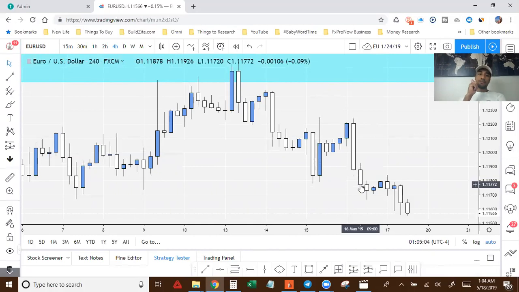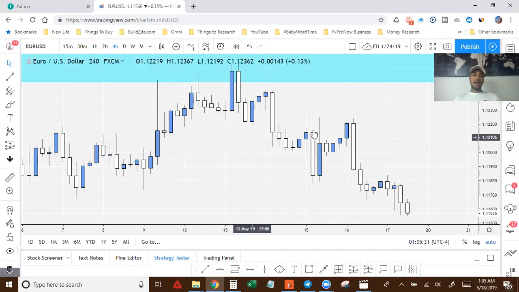1.11772, right? Now, during that candle time frame, it had a high and it had a low, and that's what the wicks are. So the top of the wick, the high, was 1.11926, and then the low was 1.11720. And that's that specific candle right here.